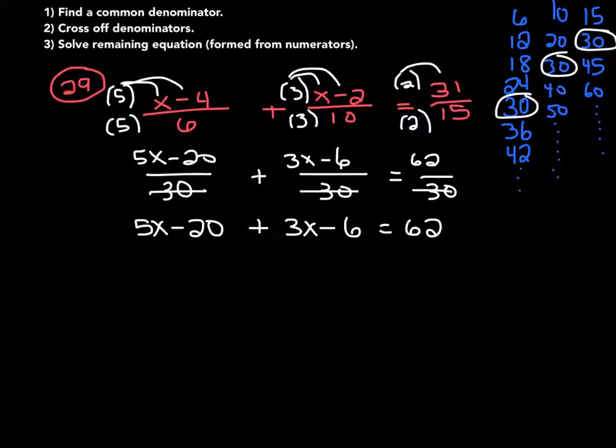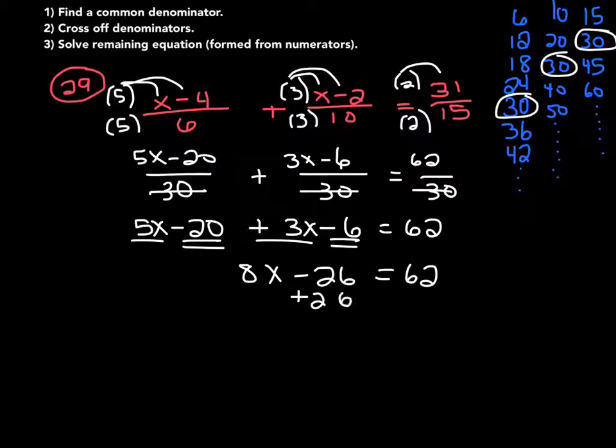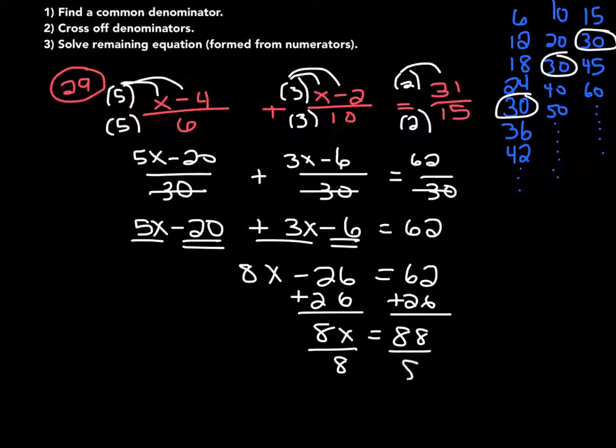Okay, so let's solve. I'll combine my like terms. 5x plus 3x is 8x. Negative 20 minus 6 is negative 26. And I'm going to bring down the equals 62. Now I'm going to add 26 to both sides, leaving me with 8x equals 88, and then just divide by 8, leaving us with x equals 11.